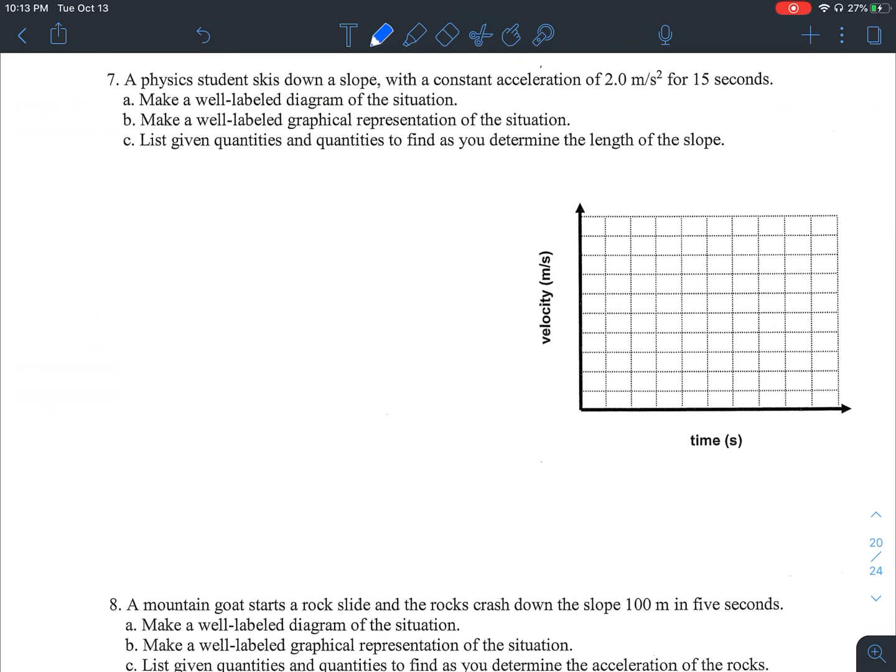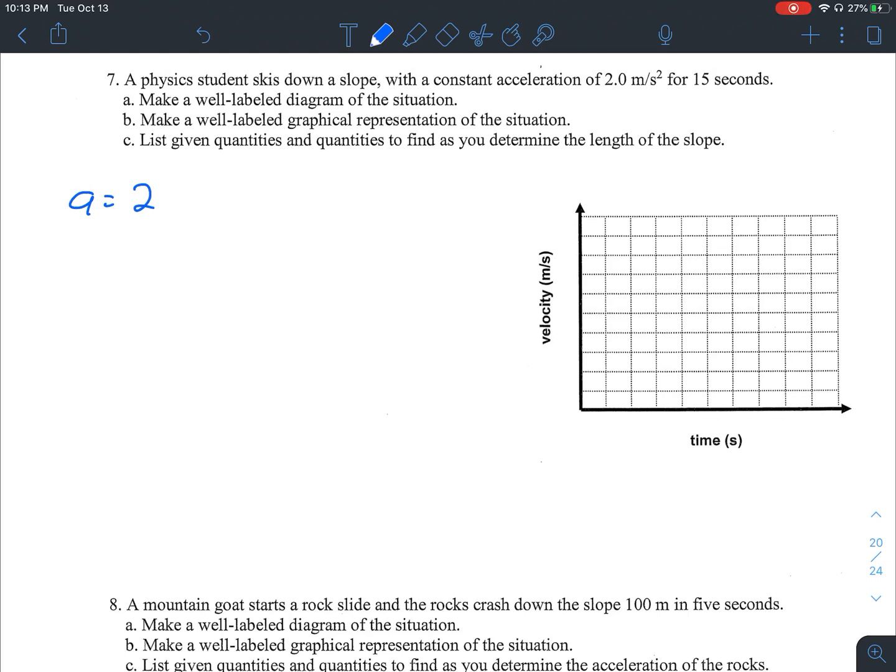Number seven, physics student going down ski slope. Again, we want to call down positive here because we only have that positive quadrant to our graph. So we have the acceleration, and that's going to be positive 2.